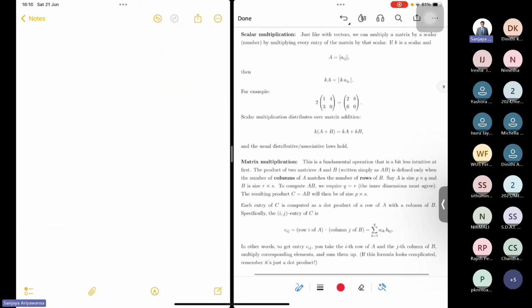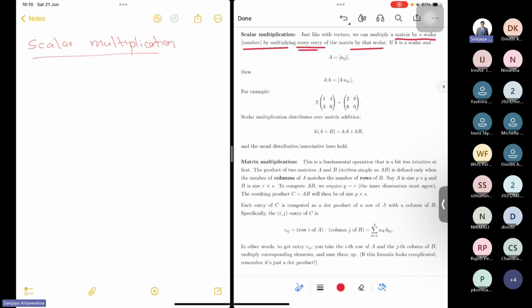Next up, we have scalar multiplication. In scalar multiplication, similar to vectors, what do we have here? It says, just like with vectors, we can multiply a matrix by a scalar, or a number, by multiplying every entry of the matrix by that scalar.